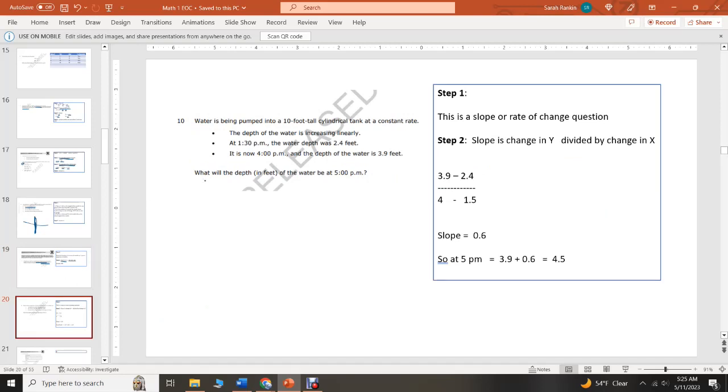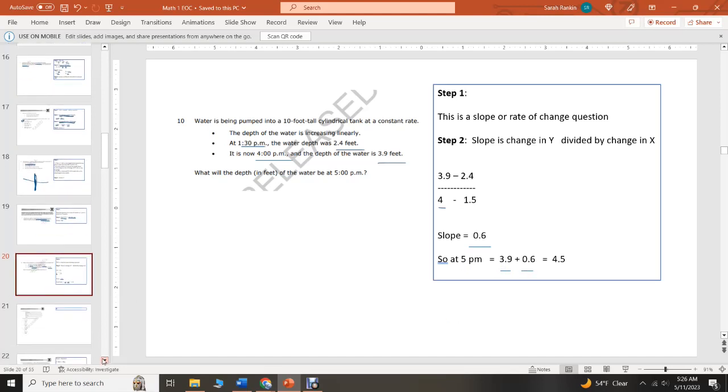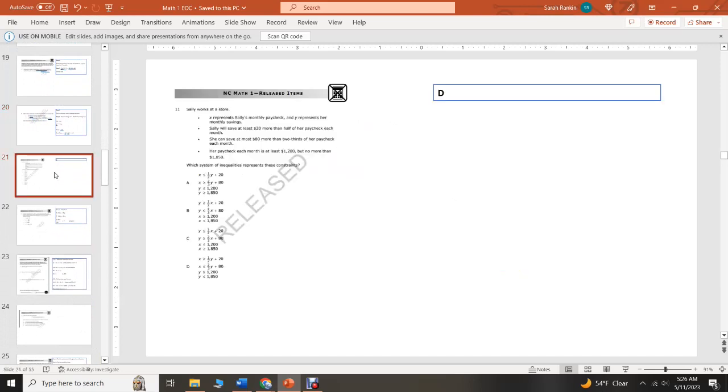What is the water? You need to recognize this is a slope question. I ended up with 3.9 feet of water. I started with 2.4, and my time went from 4 to 1:30, which is 1.5. So I calculate my slope is 0.6. The water is increasing 0.6 per hour. So at 5 o'clock, which is 1 hour past 4, I had 3.9 at 4 plus the 0.6 gives me 4.5. This was another really hard one.